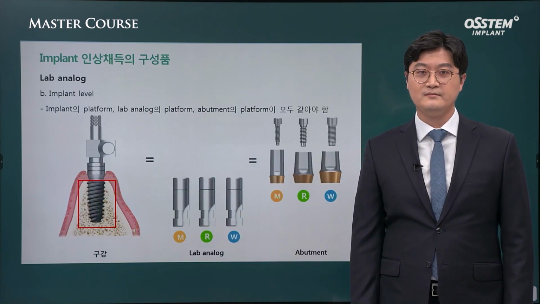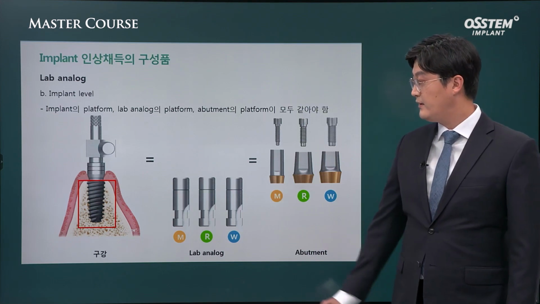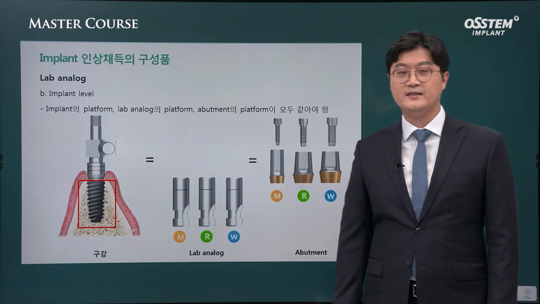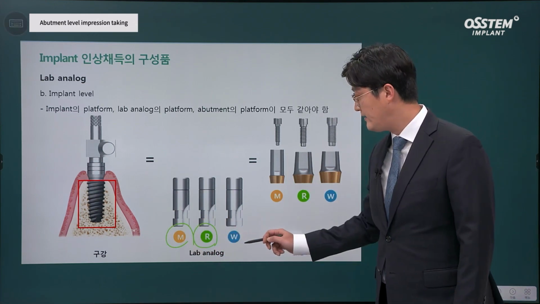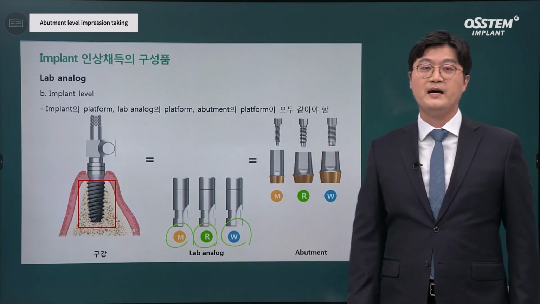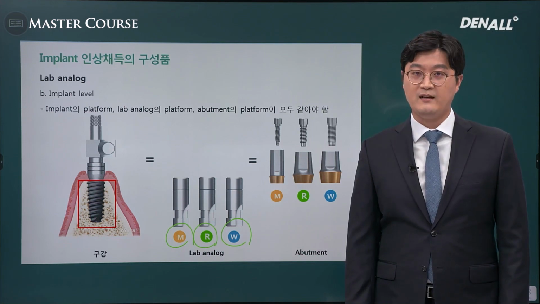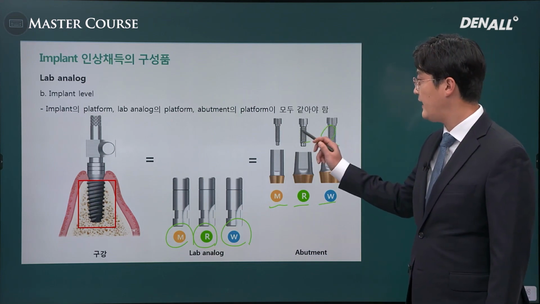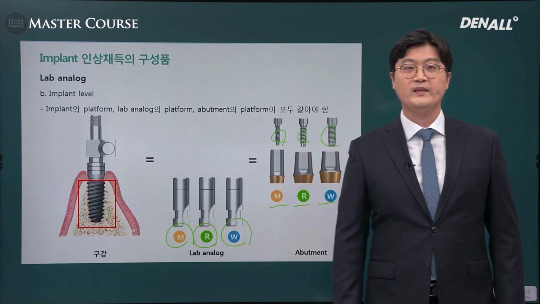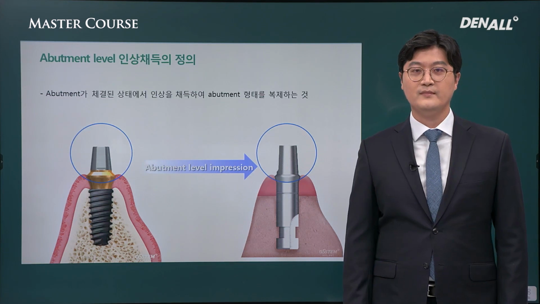Implant level impression taking. Osstem provides three different diameters of implants: mini, regular, and wide. And they have different lab analogs and pickup type impression copings. So stock abutments and screws would be different depending on them. Therefore, the abutment level impression taking requires all of these components.